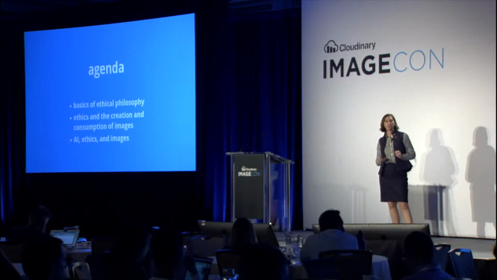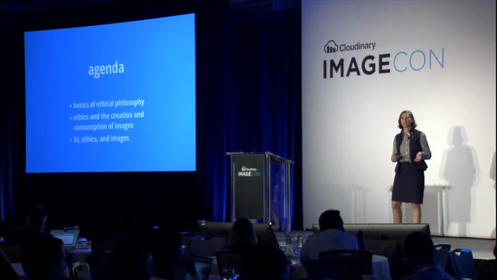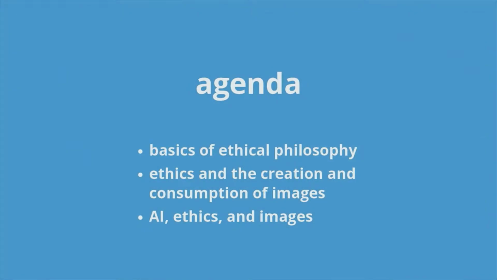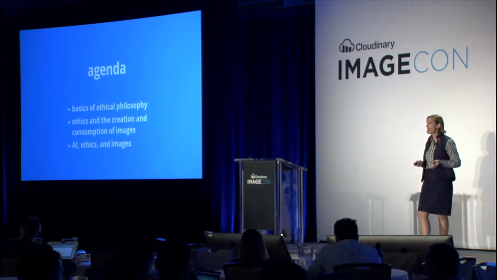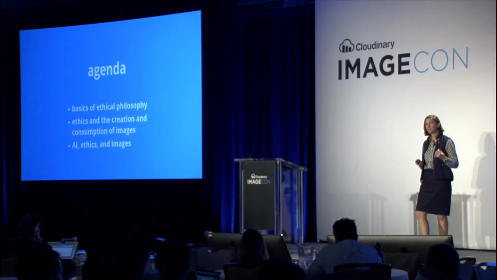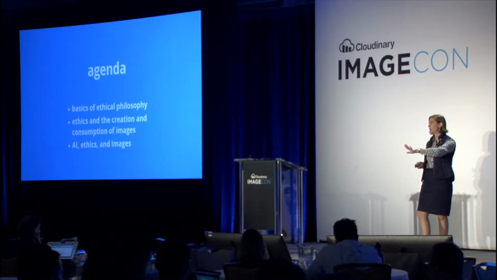What's the agenda for today? The agenda for today is to take a look at the basics of ethical philosophy or moral philosophy. I also want to talk about ethics and both the creation and the consumption of images. So we're going to take a romp through the use of imagery in video, in standard still images, in GIFs, in memes, and how machine learning is going to be impacting this whole field as we go forward. So that's point 3. I want to talk about AI and how we can maybe use some of our ethics to help stem the flow of things that are coming in the future with regards to how we use and produce images.